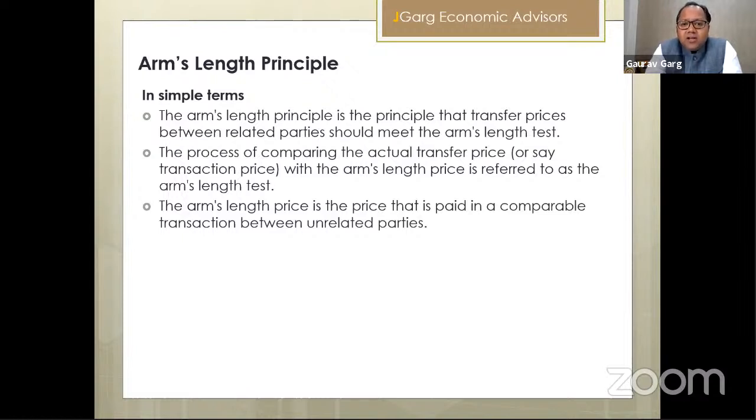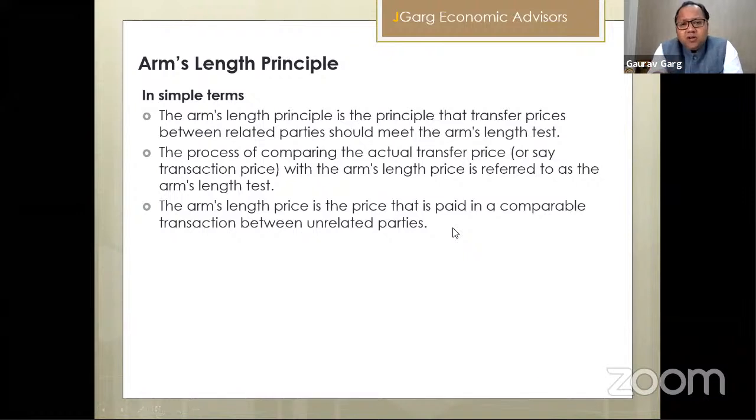impacted by the relationship between two companies or two transacting parties, and that price is certainly a price at which you have done a transaction with third parties. So this is what the last bullet is saying. The arm's length price is the price that is paid in a comparable transaction between unrelated parties.